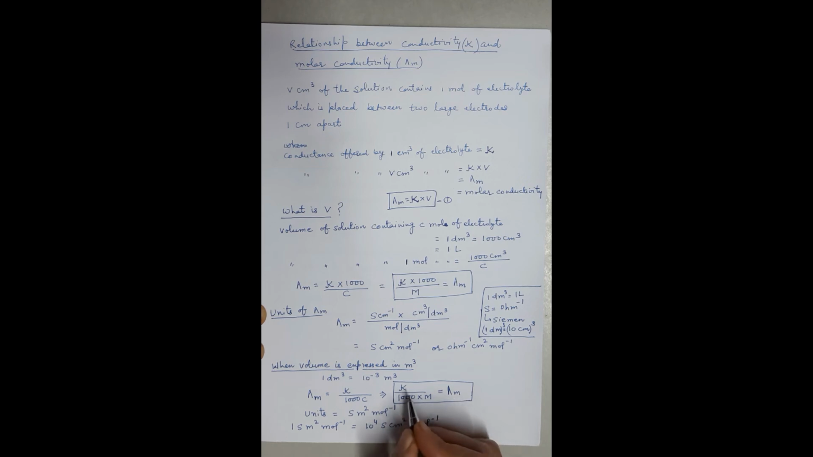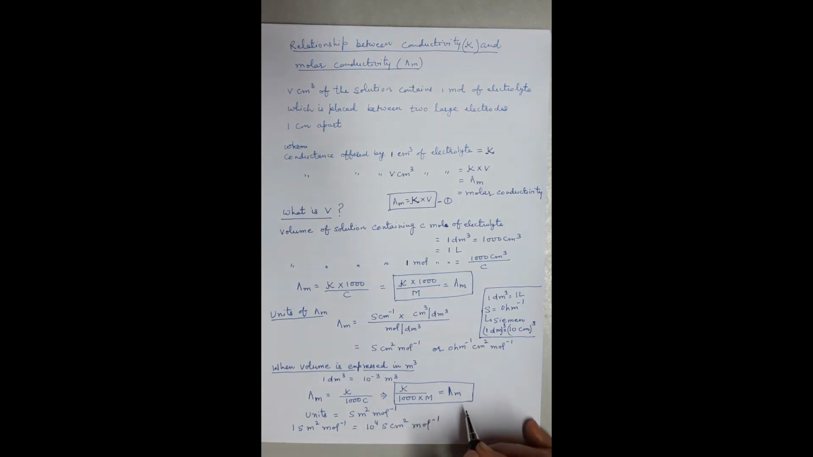So now lambda m is kappa upon 1000 into molarity, and by putting the value, what is kappa? It is ohm inverse meter inverse, or you can say Siemens meter inverse. 1000 can be written as decimeter cube upon meter cube, and molarity can be expressed as moles per decimeter cube, and then your units will come out to be Siemens meter square mole inverse.